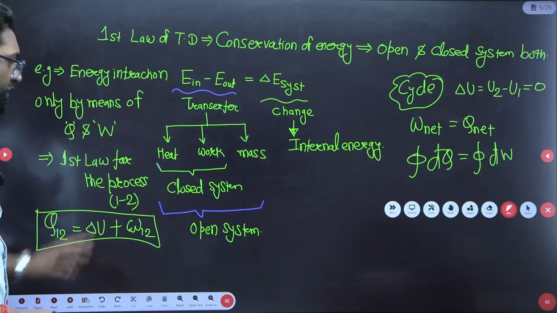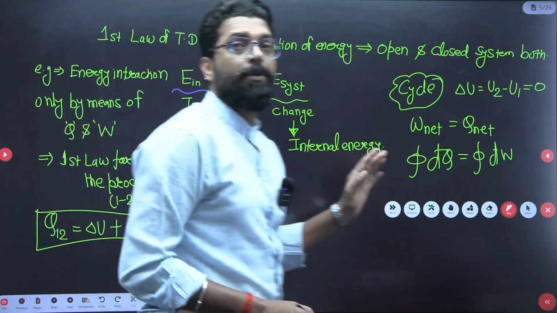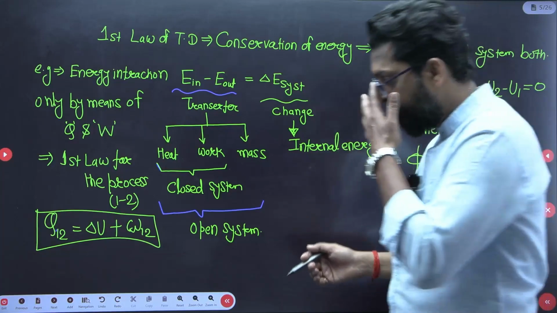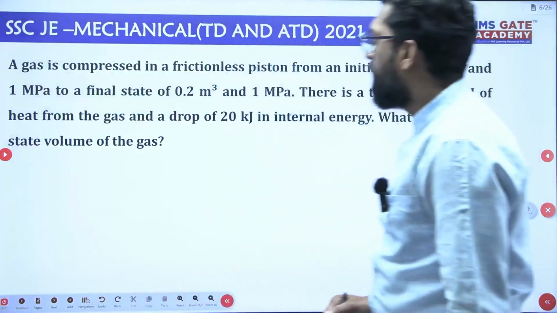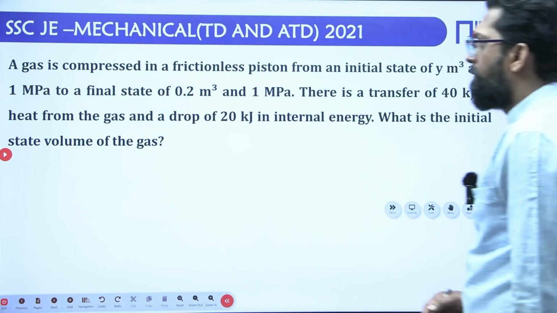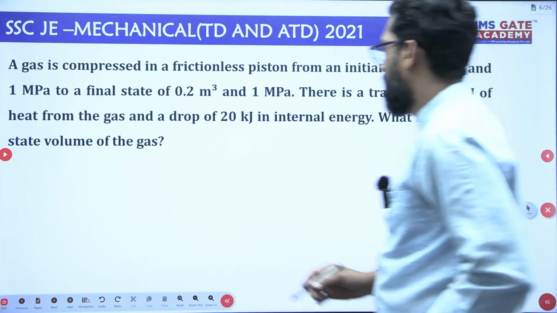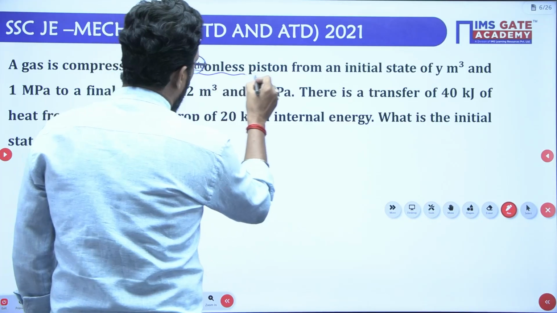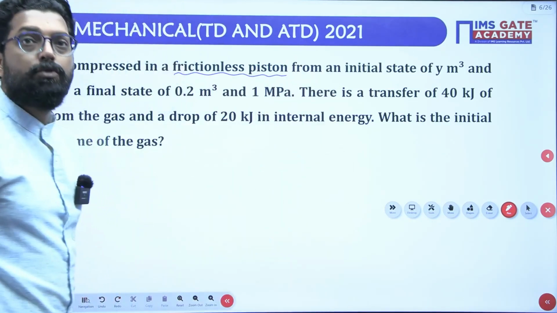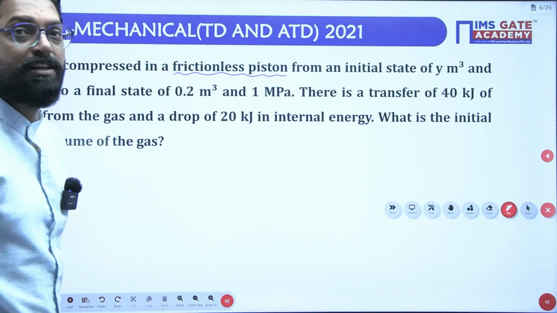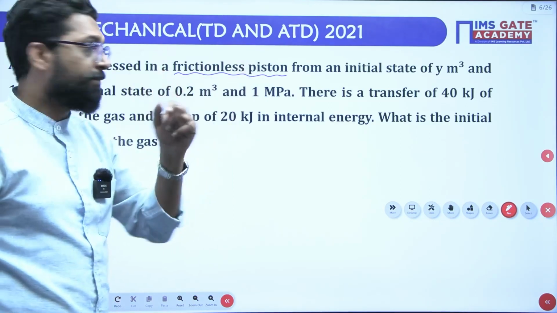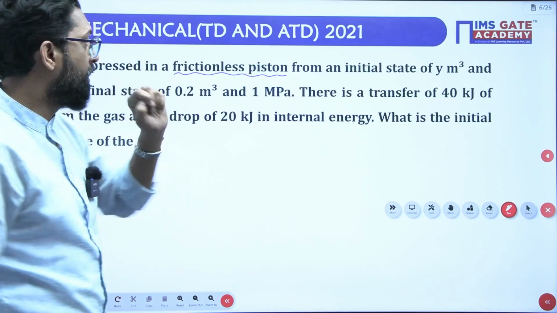Now next, this is the very fundamental concept of the first law of thermodynamics, a very basic, school level concept. Now next one: a gas is compressed in a frictionless piston. See my dear, frictionless piston means no loss, dissipation is not there. That means irreversibility due to friction is not there, so the process is reversible. You can assume like that.